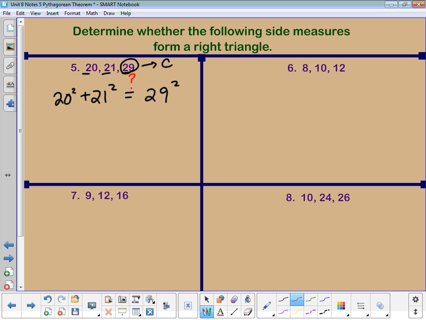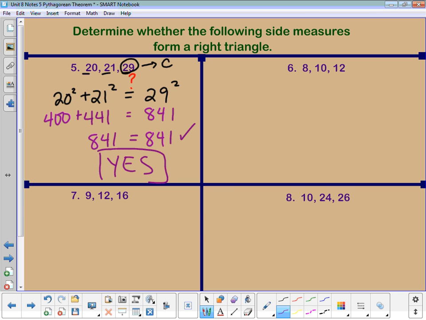So let's check it out. 20 squared is 400. 21 squared is 441. And 29 squared is 841. If I add those together, 400 and 441 is 841. And the question is, does 841 equal 841? In this case, yes, it does. So your answer here is yes, they do make a right triangle. Let's try number 6. In number 6, I have the 3 side lengths, 8, 10, and 12.